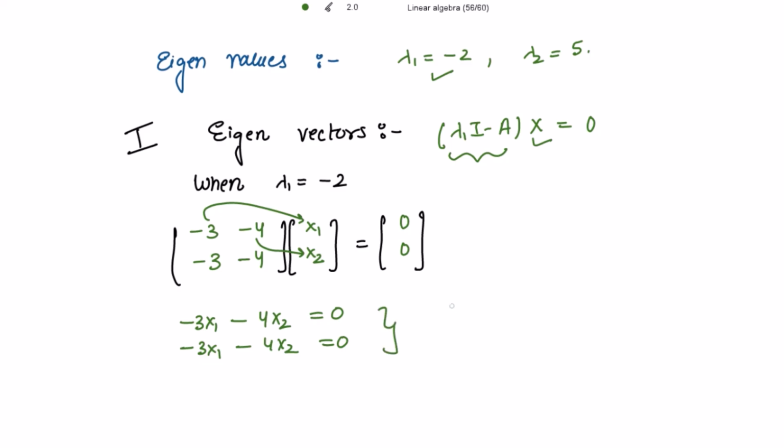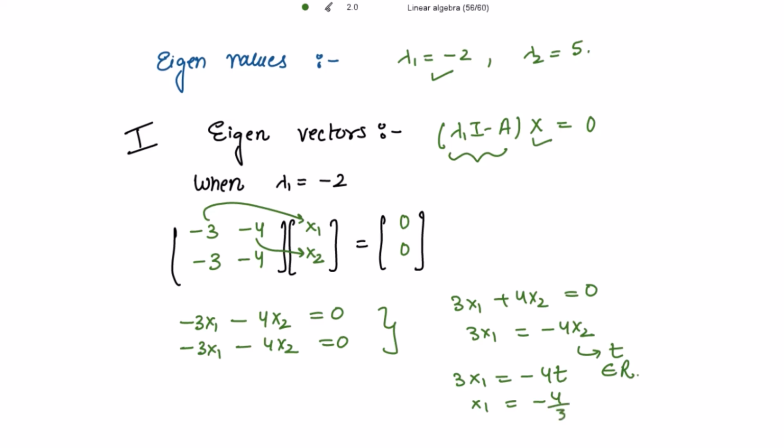So from here we get 3x1 plus 4x2 equals 0. That is, 3x1 equal to minus 4x2. Right? If I take the value of x2 to be equal to t, where this t belongs to the set of real numbers, I will be getting 3x1 equal to minus 4t. And the value for x1 is minus 4 divided by 3 into t, right? And the value of x2 is itself t.